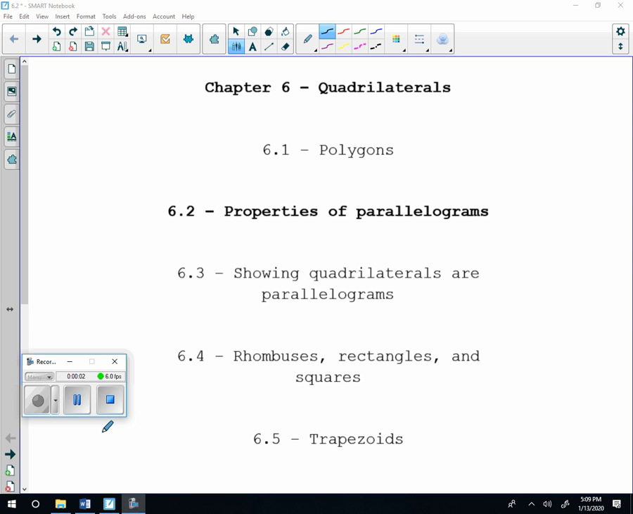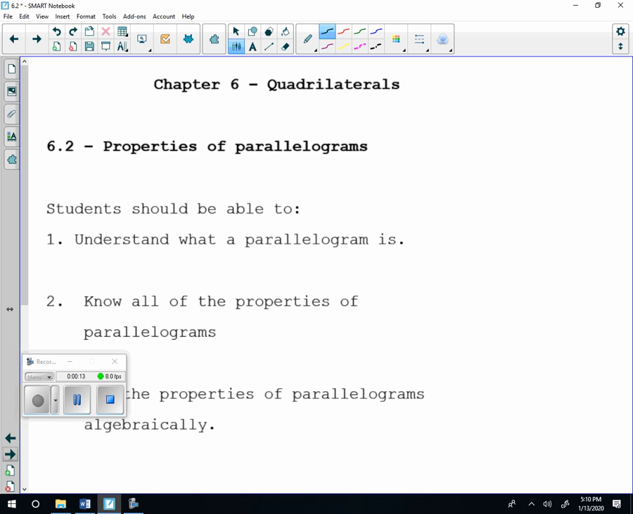Okay, class, what we're going to be talking about today is Chapter 6, Section 2, the properties of parallelograms. So we'll get right down to it. Chapter 6, Section 2 is about the properties of parallelograms.